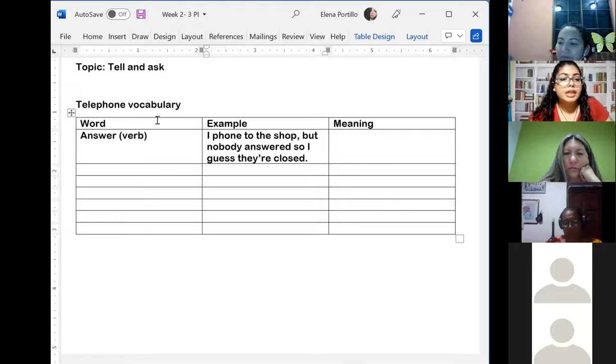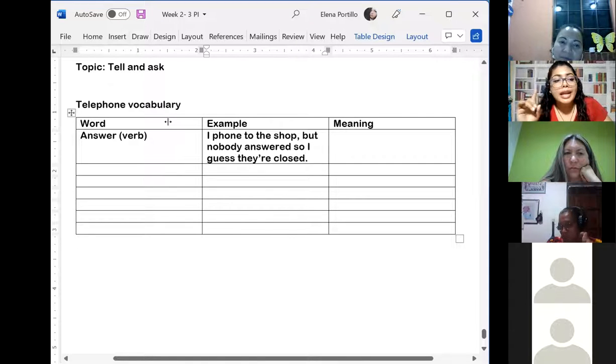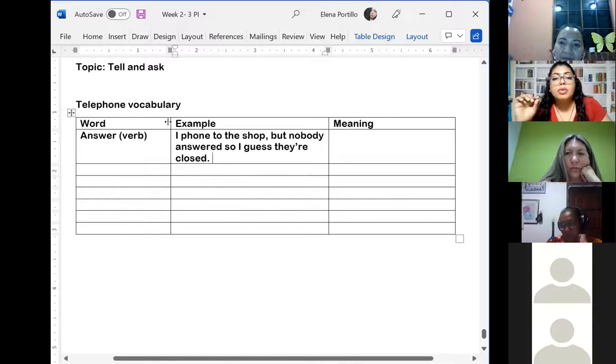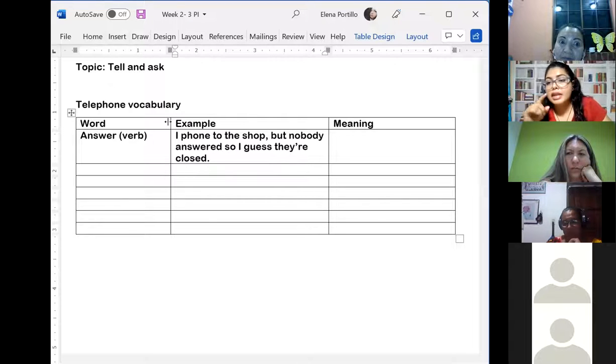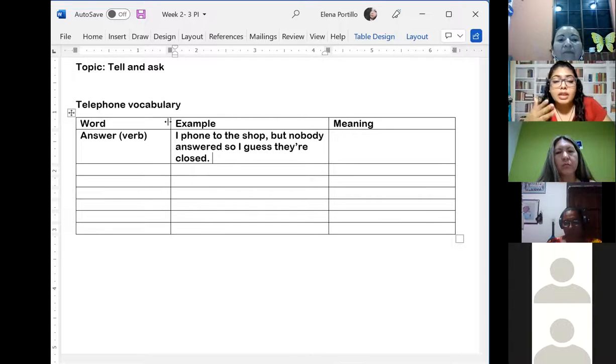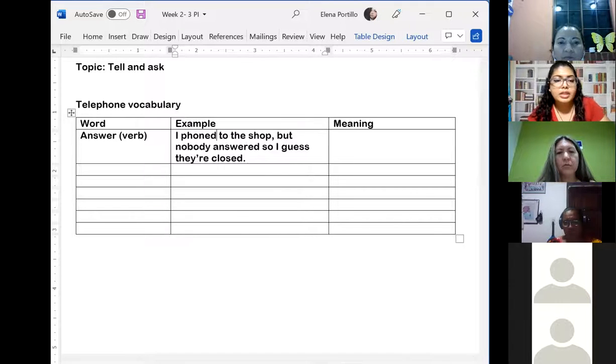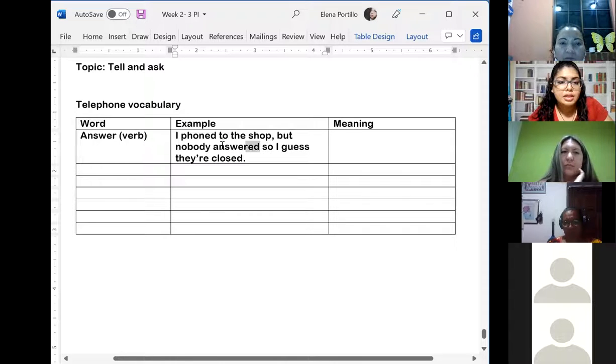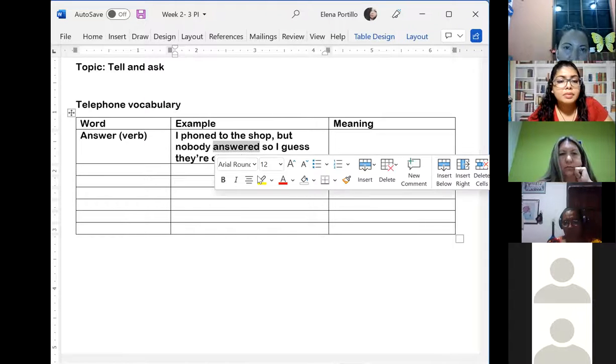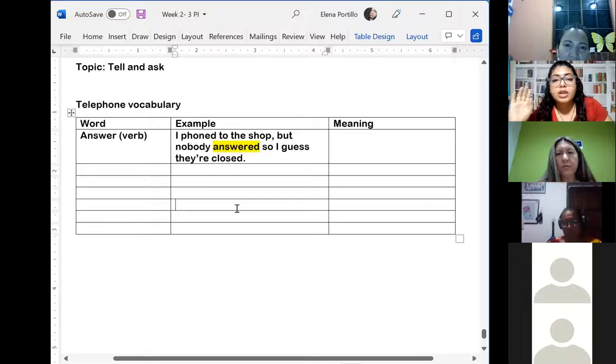So we have here the first word to use when we are talking about phone calls. And it's a very simple word, answer. That is the verb. Y en español esa palabra significa contestar o recibir en este caso. So the example, I phoned, in this case it is in the past, but I did not write double D. I phoned the shop, but nobody answered. In this case, it is the verb in past. So I guess they are closed.